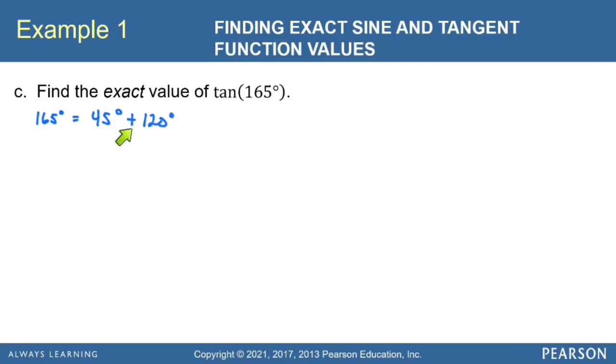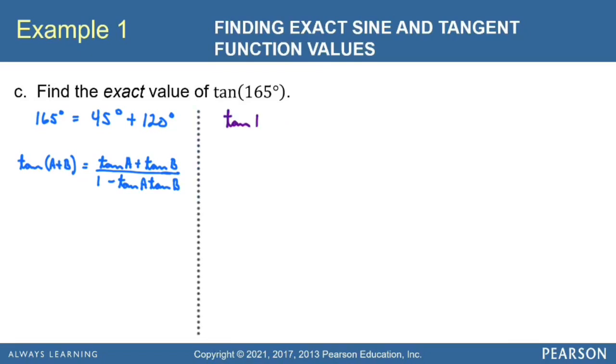And because we have written this as a sum of two angles, let's take a look at the identity for the tangent of A plus B. So we have the tangent of 165 degrees is equal to the tangent of 45 degrees plus 120 degrees. So when we plug into this identity, 45 degrees will take the place of A, and 120 degrees will take the place of B. So here we go.